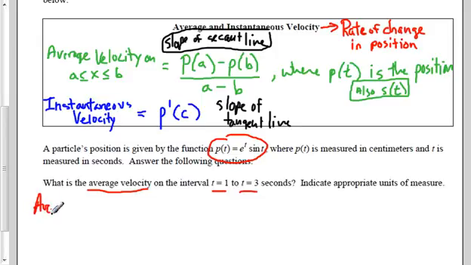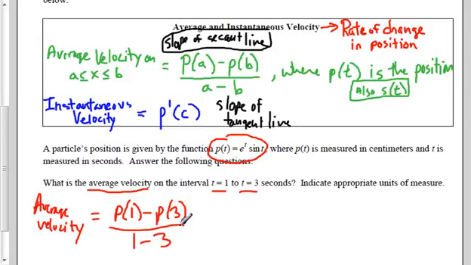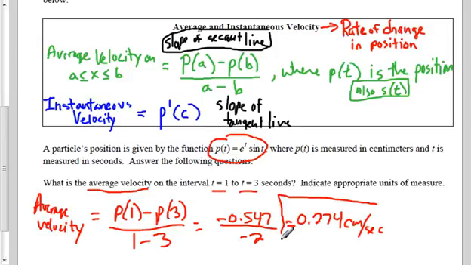So I now know, hey, average velocity is going to be equal to P of 1 minus P of 3, and it doesn't matter if I switch those around, but if I go P of 1 minus P of 3, then I have to go 1 minus 3. So every place I see a t, I'm going to put in 1. So e to the first times sine t, and then we're going to subtract P of 3. Again, you can use your calculator for that, and we'll end up getting negative 0.547 over negative 2, and this ends up being 0.274, and this is centimeters per second. Okay, and that's rate of change.